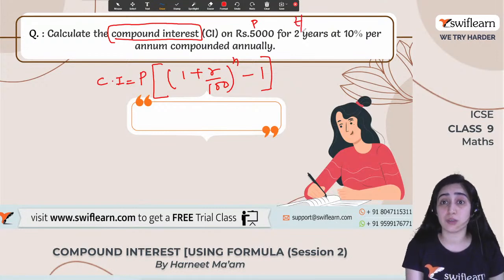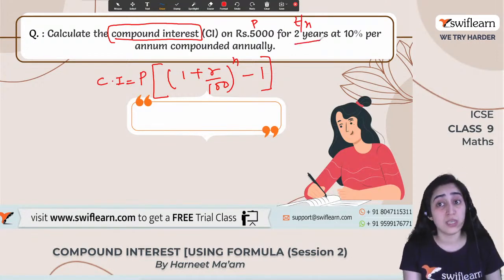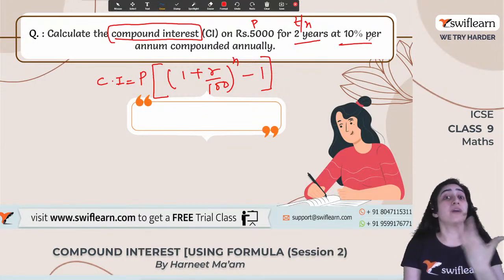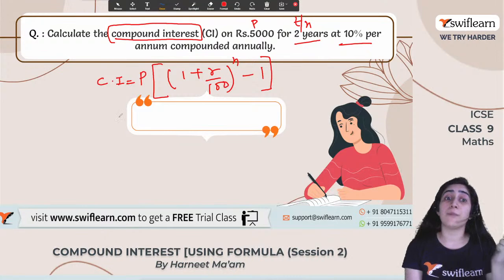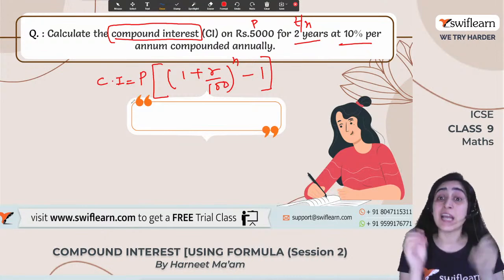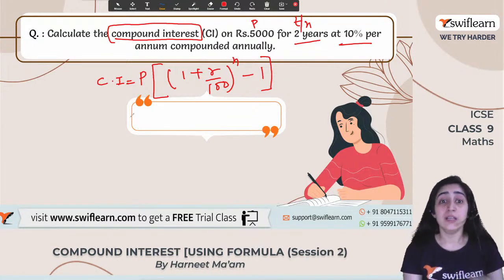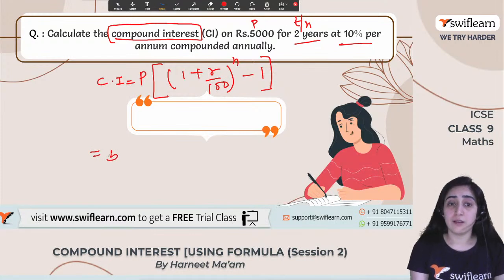Time is given to us, or n, whatever you want to say, that is 2 years. Rate of interest is 10%. They want us to know the compound interest. Now the compound interest formula is this. Now substituting the values in this. So this is how you have to write. These all carry marks.